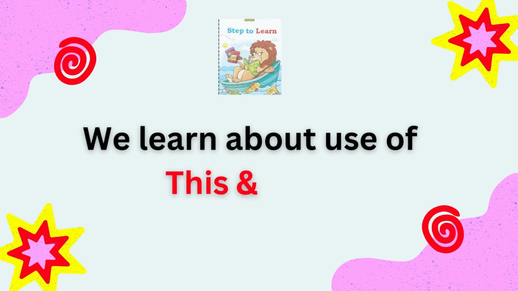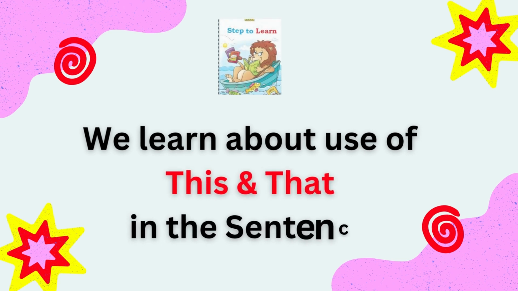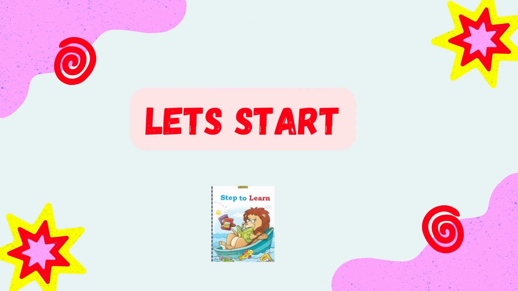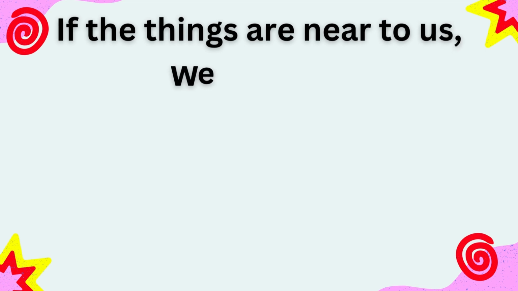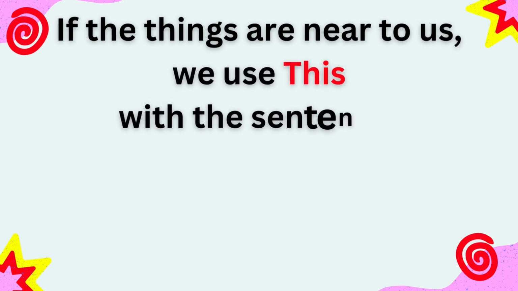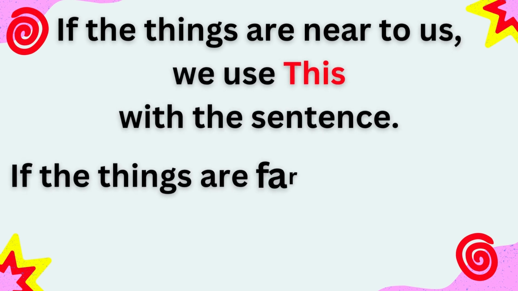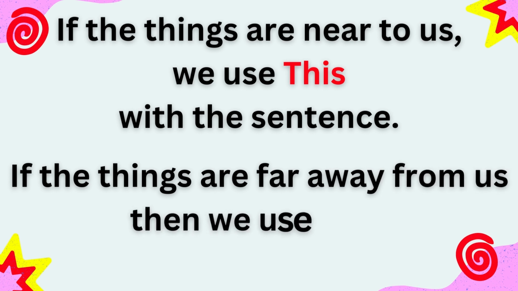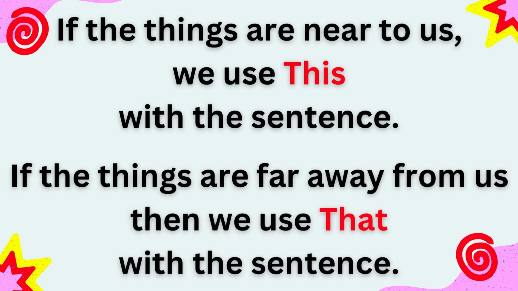Today we learn about use of this and that in the sentence. Let's start. If the things are near to us, we use this with the sentence. And if the things are far away from us, then we use that with the sentence.